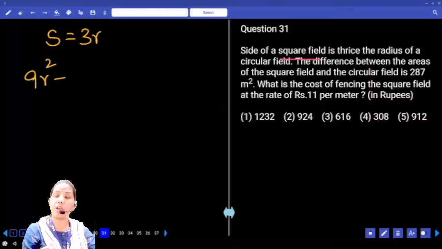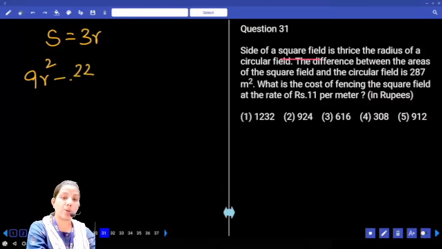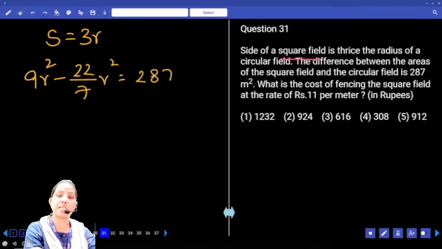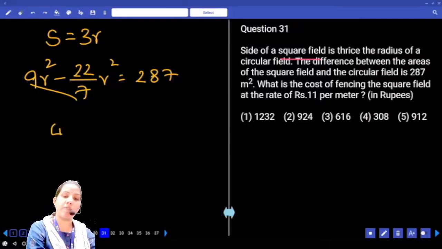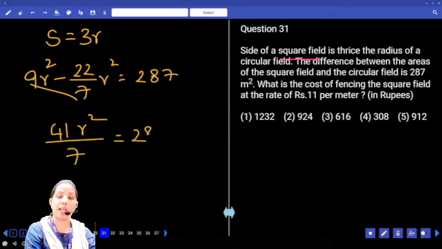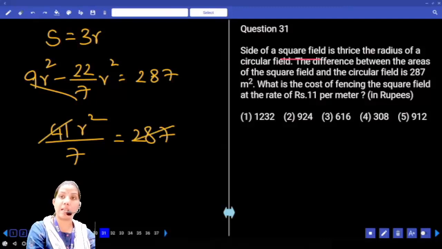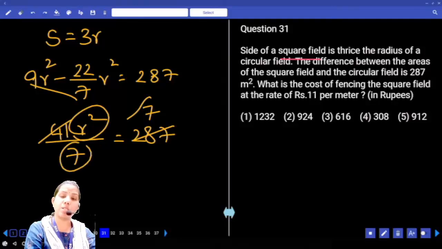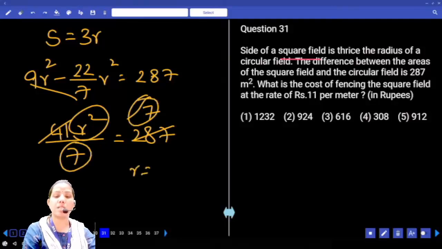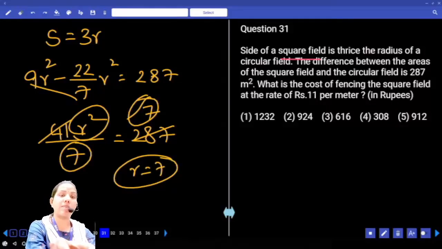And what is the area of the circular field? Pi r square. So the difference is equal to how much? 287. What is 7 nines? 63 minus 21, that is 41 r square by 7 is equal to 287. 41 exactly 7 times, r square equal to 7 square, then what is the r value? 7.